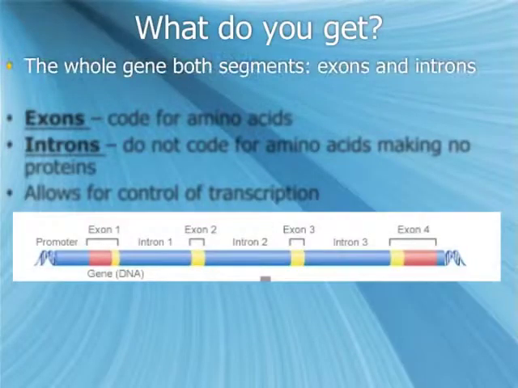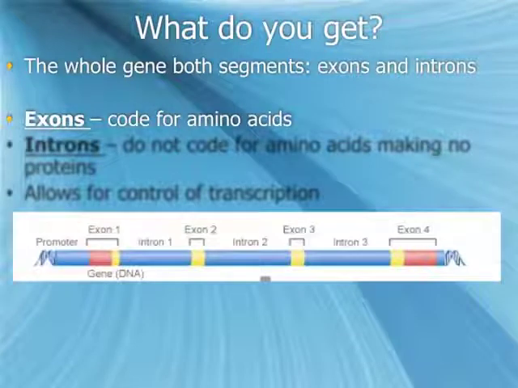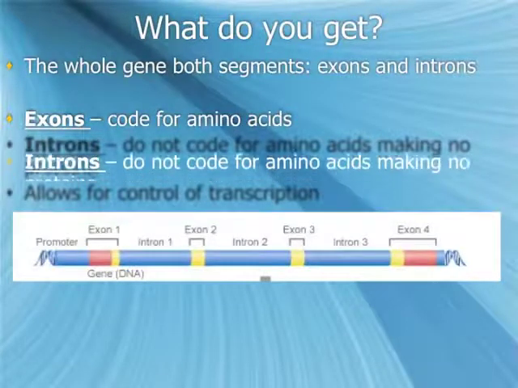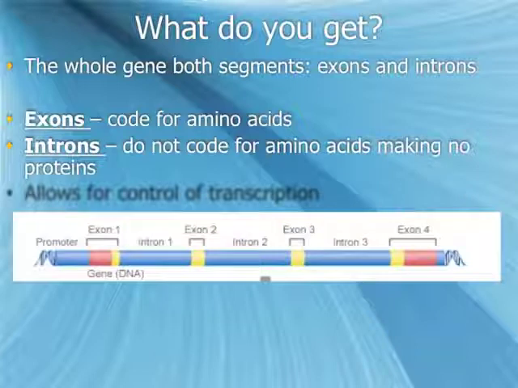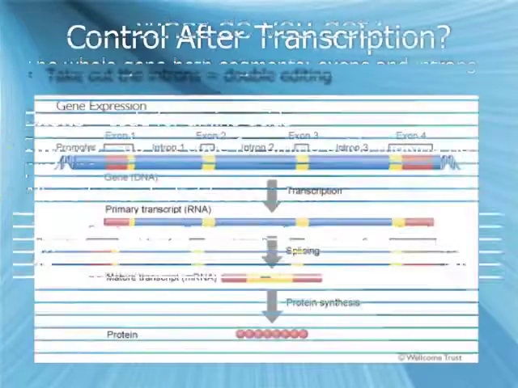So what you actually get is a whole gene, and it's composed of these things known as exons and introns. Exons are the part of your DNA that code for amino acids, and introns do not code. So that's what's known as your junk DNA. And this allows our cells to control transcription. Because if there's wrong coding in there, if it occurs in the introns, it doesn't affect us at all. If it occurs in the exons, while we're editing this, we'll be able to check. So it's a double check.